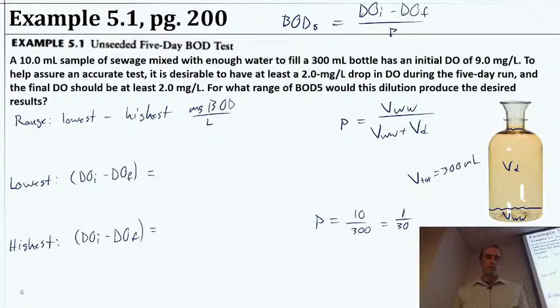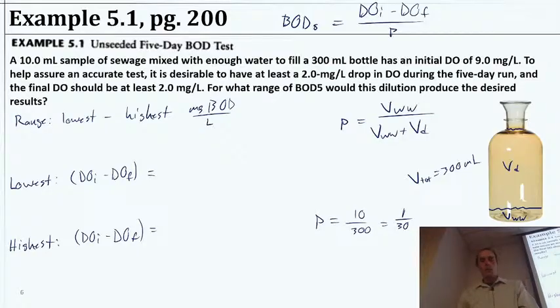I kind of sketched it out a little bit. First of all, we could take a look at the p-value. We had 10 milliliters of wastewater in 300 total. So that's going to be 10 divided by 290 plus 10, 10 divided by 300, or 1 over 30.